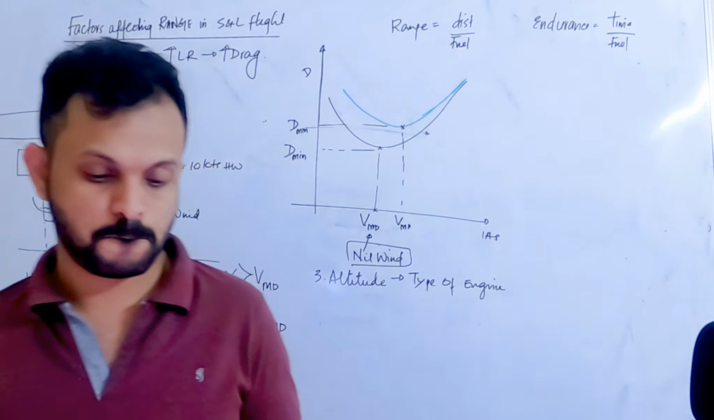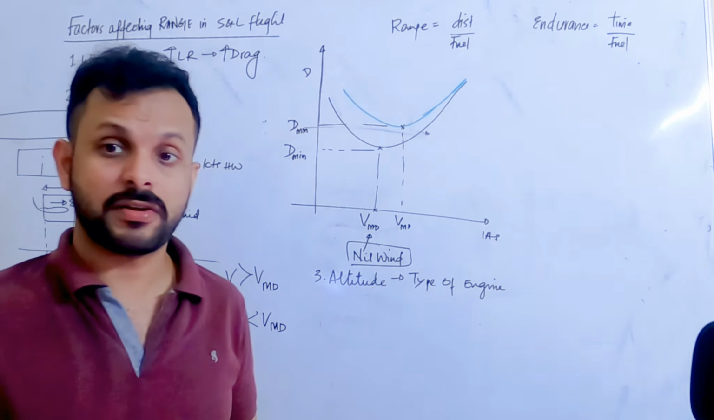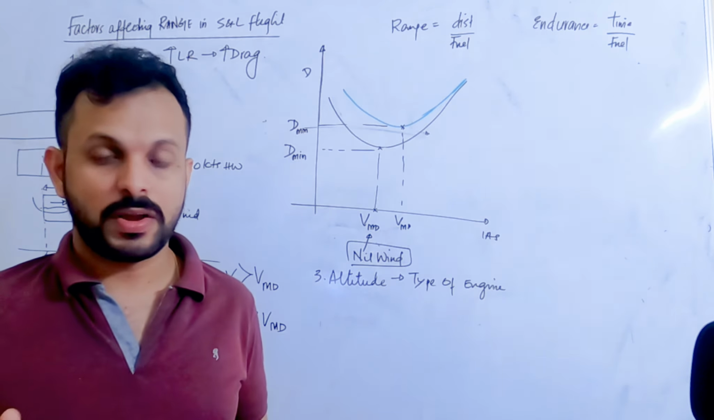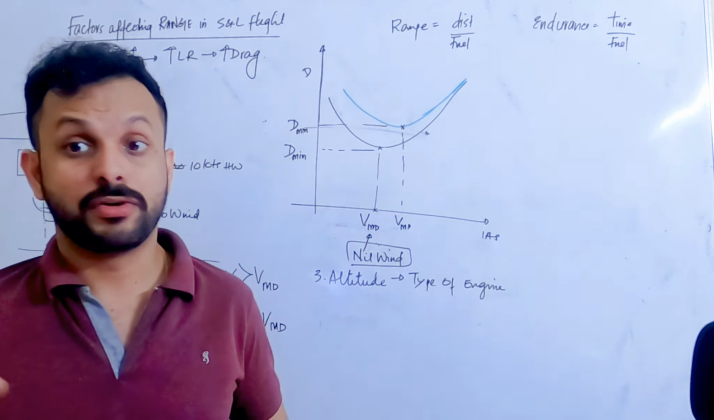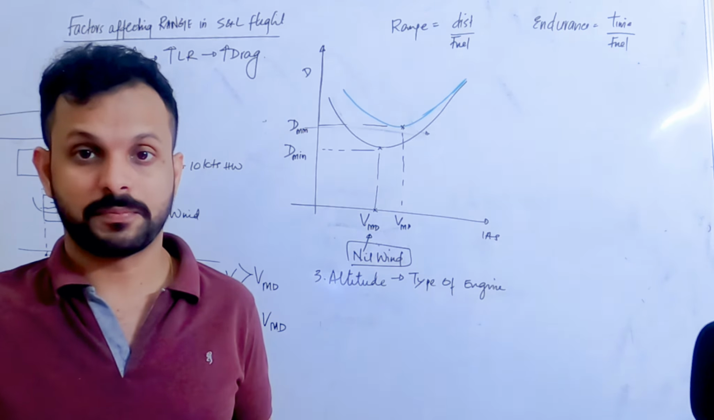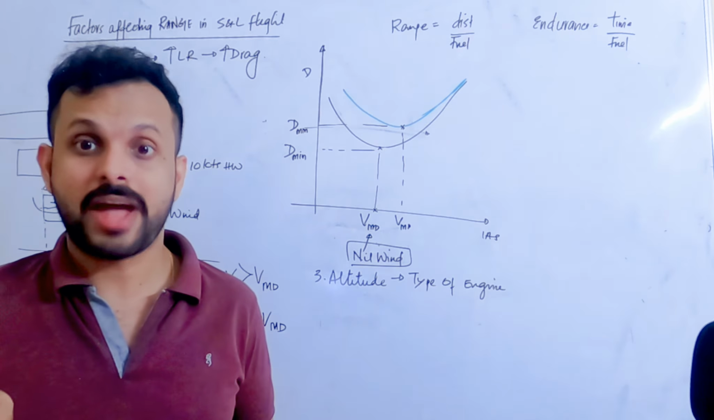In tailwind, maximum range is attained at a speed less than VMD. Less than VMD, because if I fly faster now, the tailwind is also going to increase in speed. I am also flying faster. So net velocity will be so high that my drag is going to be higher, because my parasitic drag increases with the square of velocity. Right? And therefore, there's no big deal. Your range is going to come down because of drag.